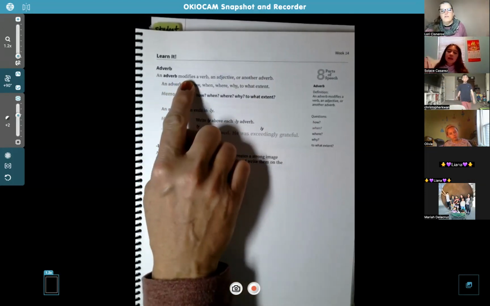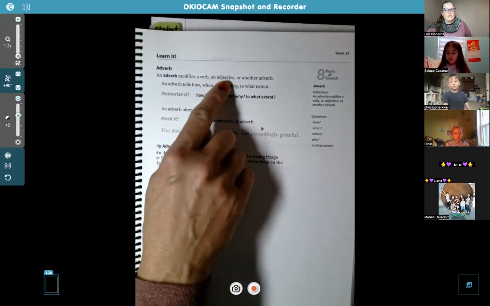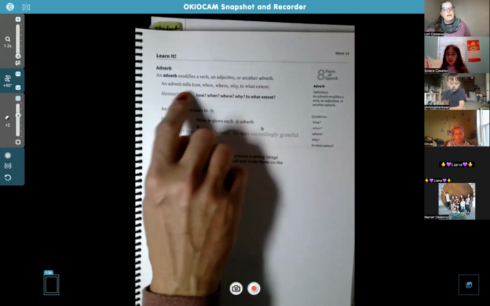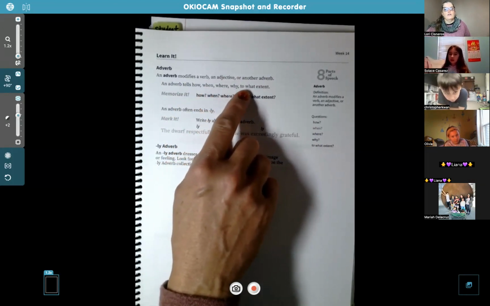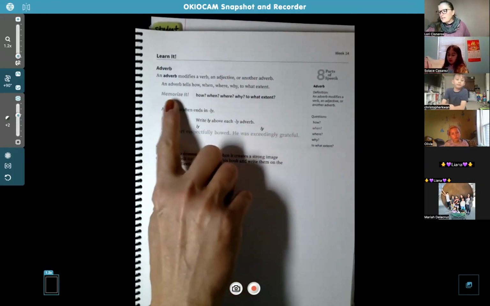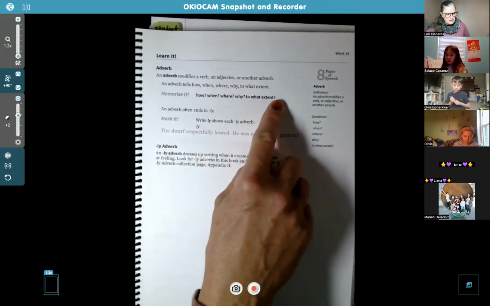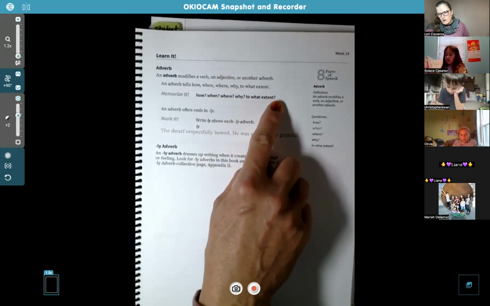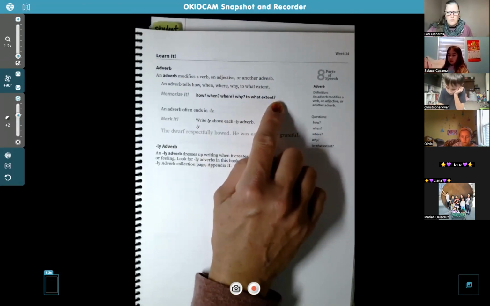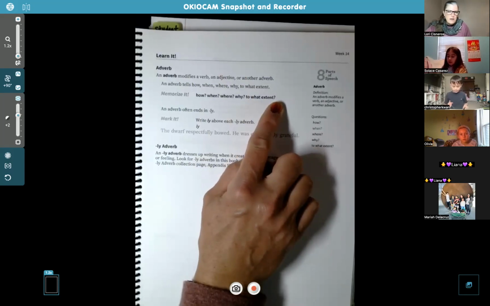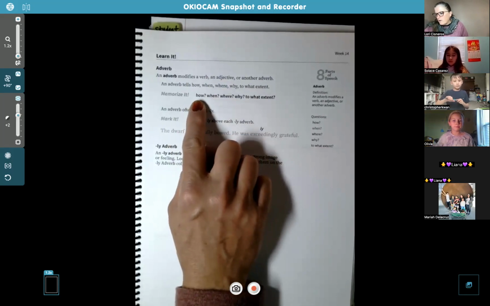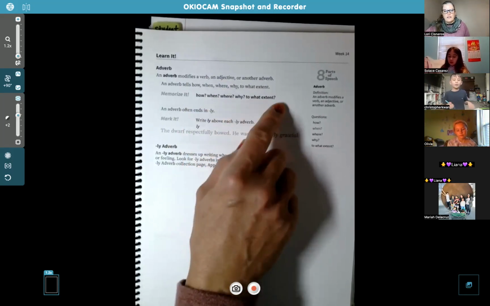An adverb modifies a verb, an adjective, or another adverb. An adverb tells how, when, where, why, and to what extent. So this is the part that they're suggesting you memorize so that you know how to find an adverb. A lot of times, almost 100% of the time, it has an ly, like how you guys use in your writing, ly adverb. Sometimes it doesn't have an ly, but a lot of times it does. So it says to memorize here how, when, where, why, and to what extent.